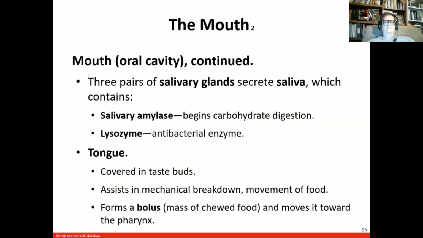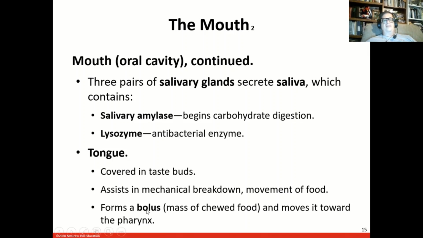All right, so we've got three pairs of salivary glands, and they make saliva. And saliva has salivary amylase, which helps to break down carbohydrates. And it has lysozyme, which helps to kill bacteria. Great. The tongue is covered in taste buds, and it mixes the food. It moves it over into line with the teeth so the teeth can smash it and chew it up real good. And it moves upward and helps us swallow to push the food down the esophagus.